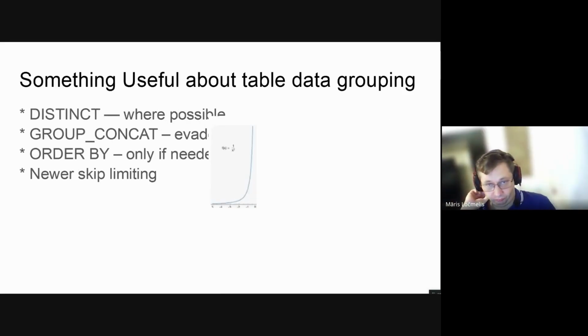Also, there is distinct, which will work much faster than group by field. If you need to find, for example, unique records, unique names or unique emails in a table, if you use distinct, it will be much faster than group by this name.